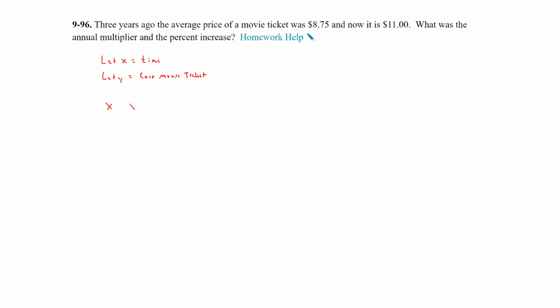All right. So if we think of this as a table, we can say that at time 0, 3 years ago, the average price was $8.75. And then we didn't know what it was the next year or the next year, but then in 3 years, we knew that it was going to be $11. And so we could use this idea of, and we're looking for an annual multiplier, so we know this is exponential. What is getting multiplied each year to get to the $11? All right, so we can set up an equation here that 8.75 times b cubed is equal to $11.